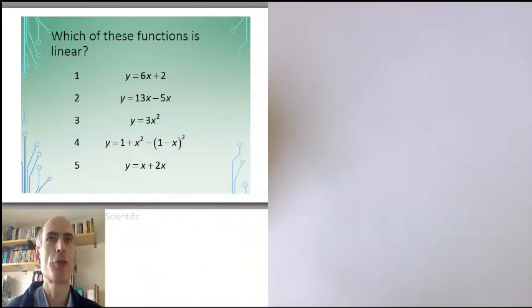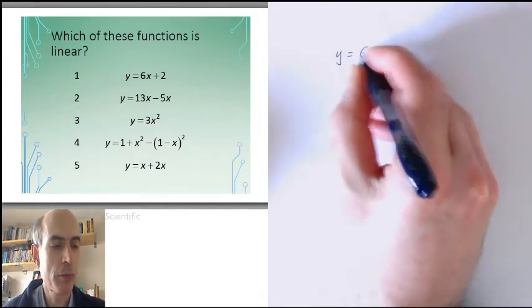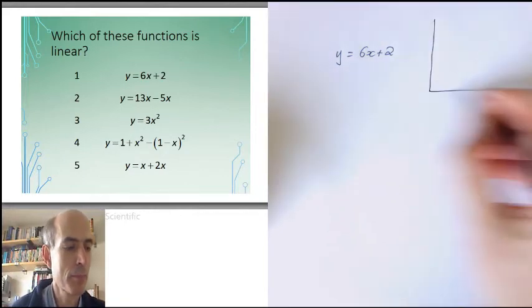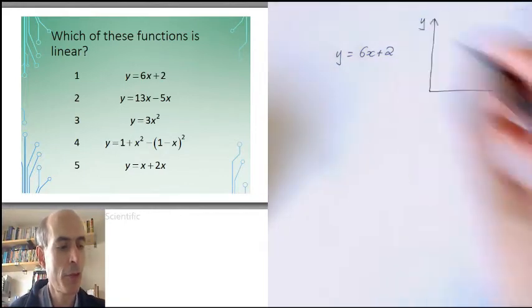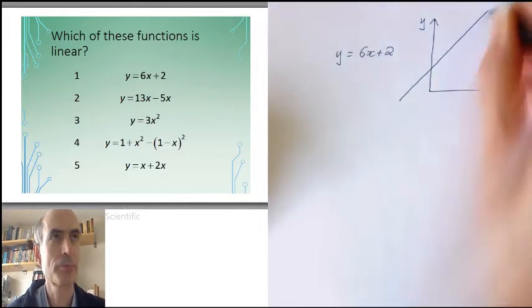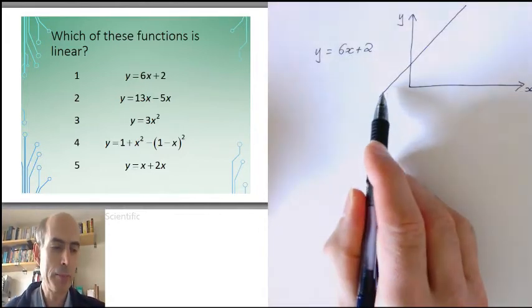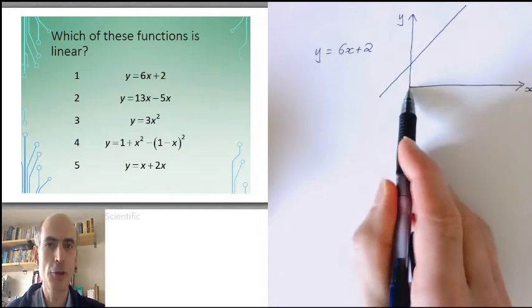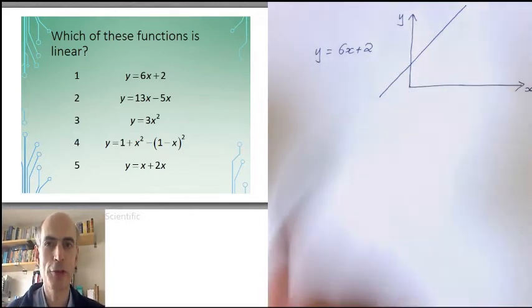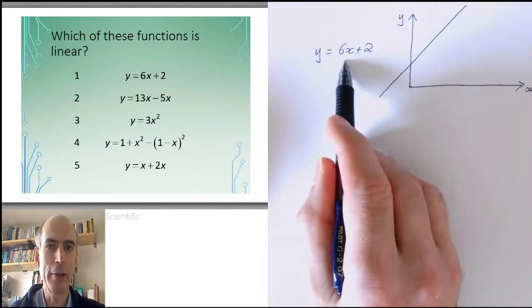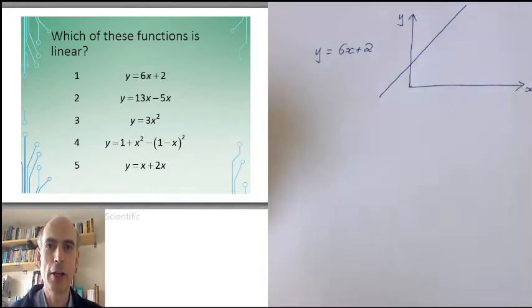Okay, we'll start with the first one. Is this linear? Well, y equals 6x plus 2. If I was to plot that on a set of axes, where this is y and this is x, then what I would get would look like this. It is a straight line, but it's not the definition of linearity that we're using here because the straight line doesn't go through the origin. And working with this definition of linearity, we need the straight line to go through the origin. So number 1, no, it is not linear within the definition of linearity that we're using here.